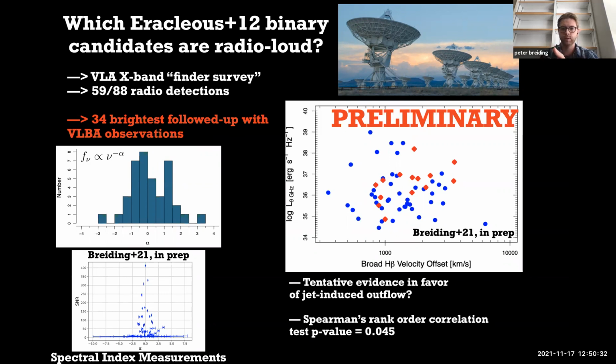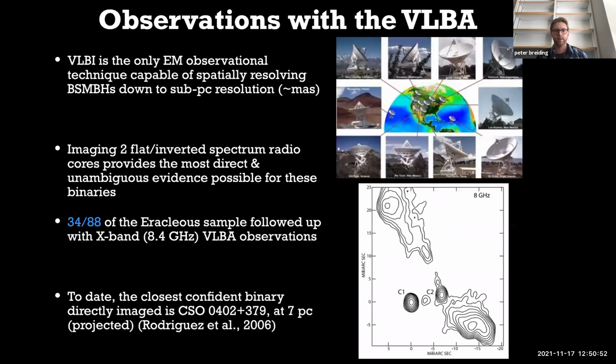to be the blue circles and red diamonds here together, you see no correlation, but there's hints of a correlation if you just take a cut on the inverted and flat spectral index sources, which are possibly a core of some AGN. But this is a preliminary analysis, and I'm going to discuss the VLBA observations next.